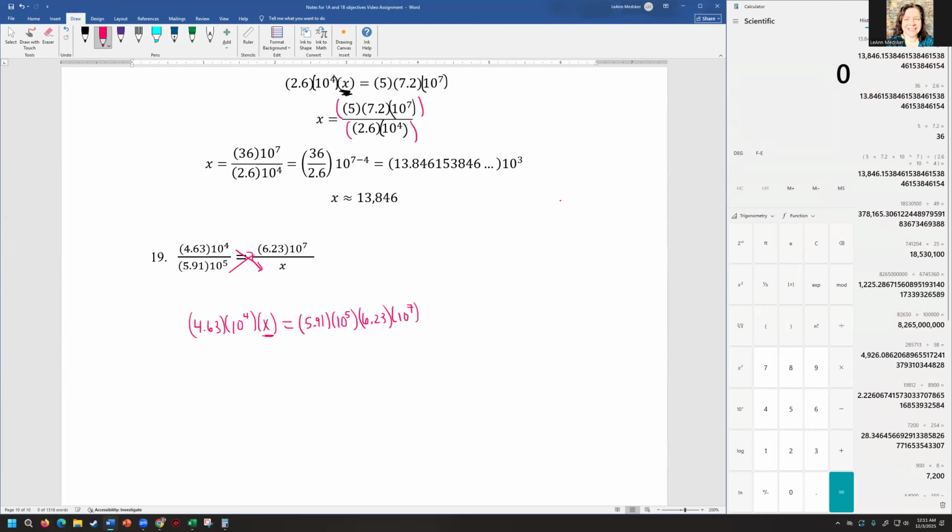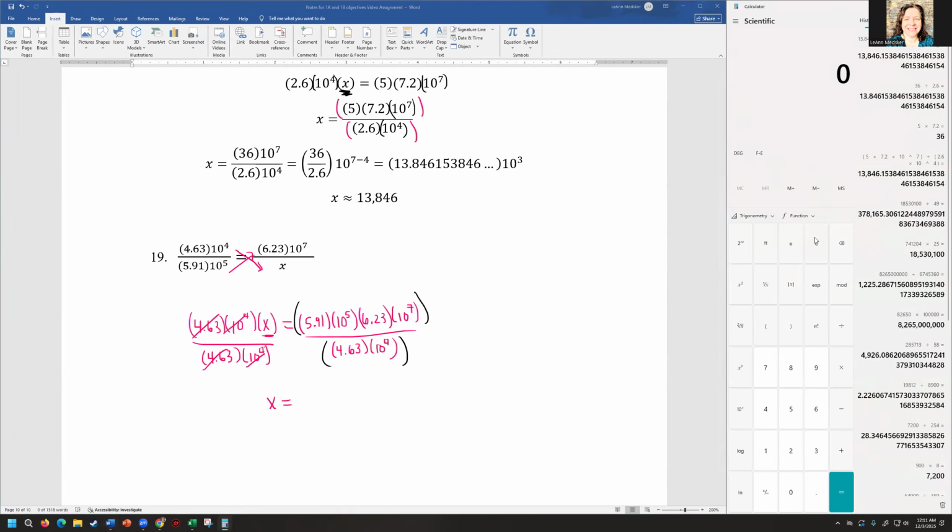Okay, the x is right here, so I'm going to be dividing by everything in front of the x. So I'm going to divide by the 4.63 and the 10 to the 4th. On the left side, these will cancel or reduce themselves out. We're left with just the x. On the right side, when I go to type this in on the calculator, I'm going to remember to put a parentheses around the whole top and a parentheses around the whole bottom, so it knows I want to divide everything on top by the entire denominator.